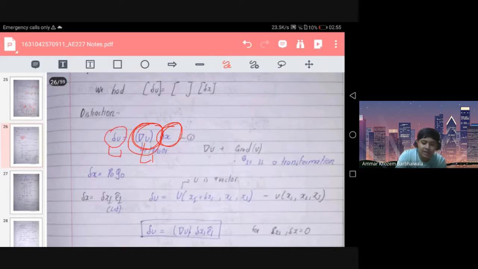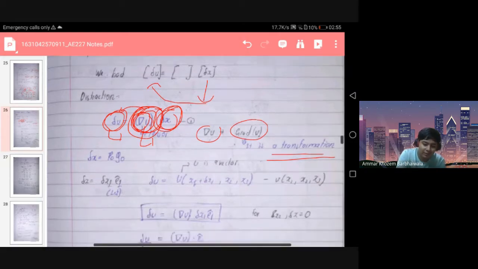If I have this del x tensor, like del x1 plus del x2 plus del x3, then this gradient of u tensor can give me the del u vector. So basically, this del u grad u is a tensor, also pronounced as grad u, and it's basically a transformation. It takes this del x vector and transforms it into the del u vector, and it's the same as the matrix we wrote on the previous page.